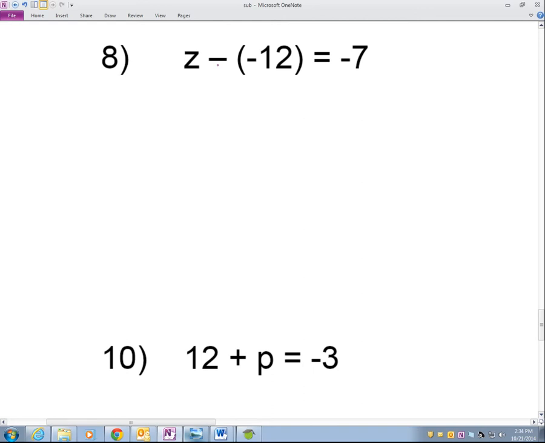But so it's a negative minus becomes a positive. Okay? So this is rewritten. This is not simplified. There's a lot of questions on this that you need to rewrite. So it becomes Z plus 12 equals negative 7. Z plus 12 equals negative 7.